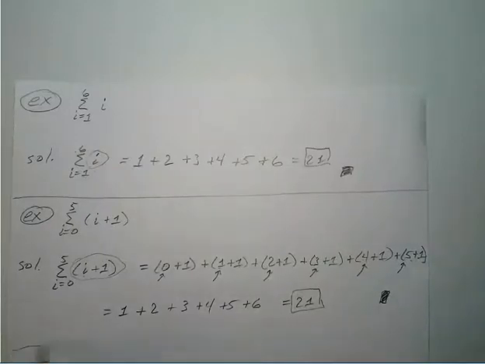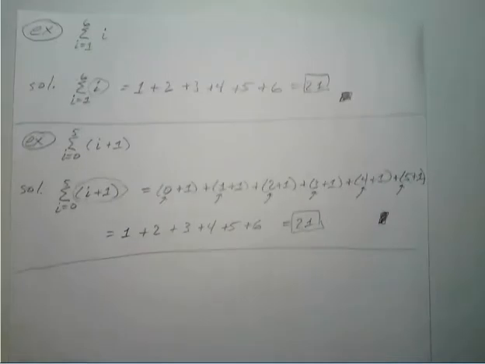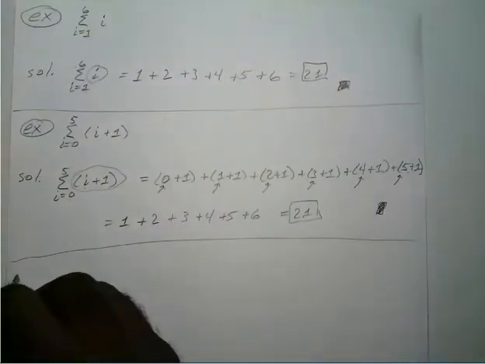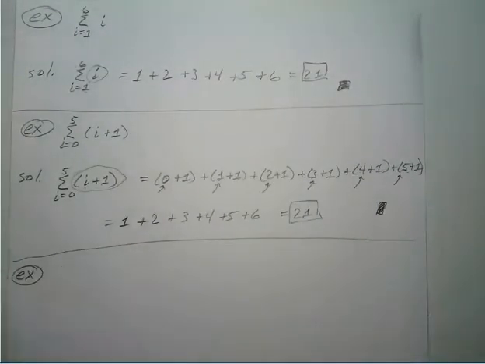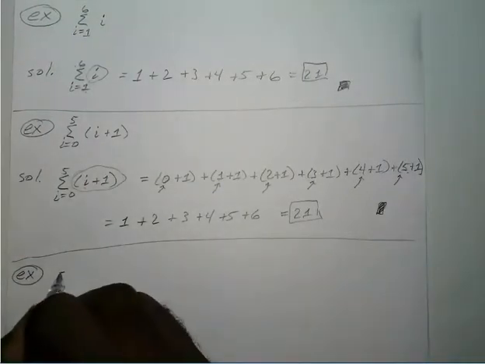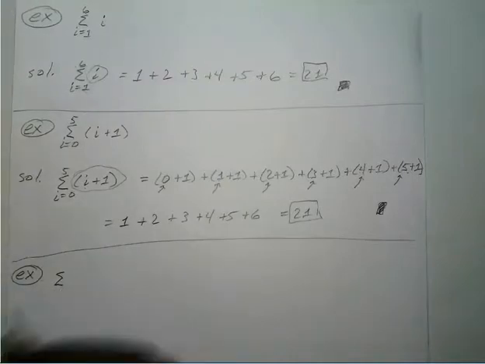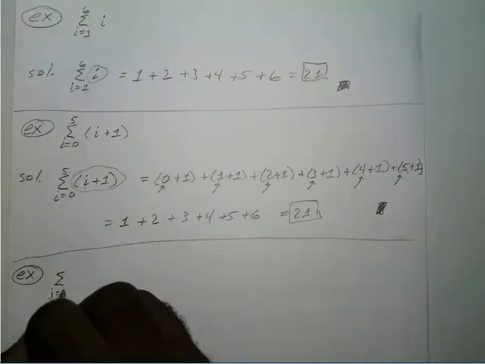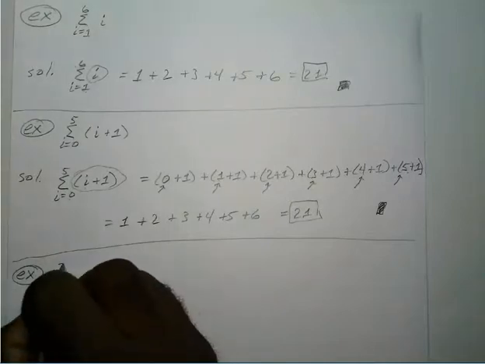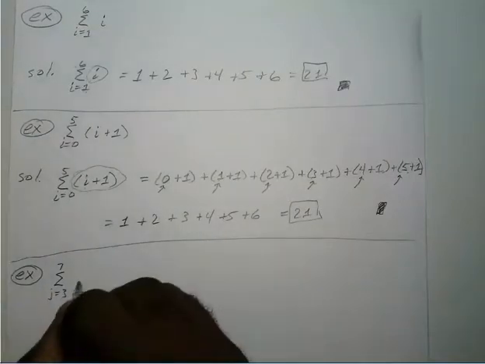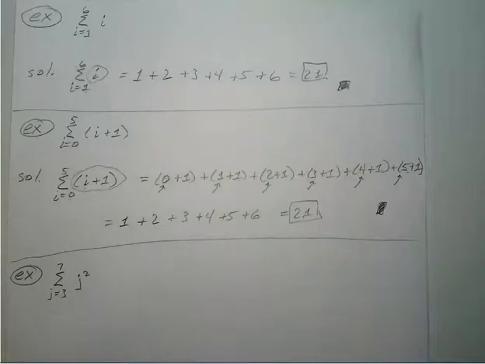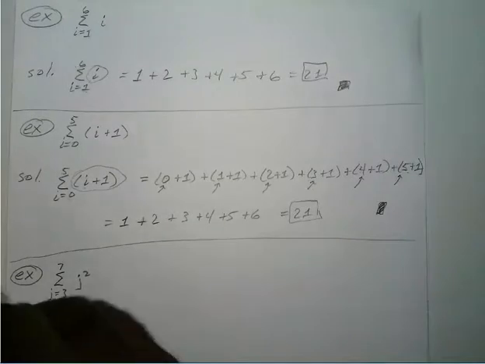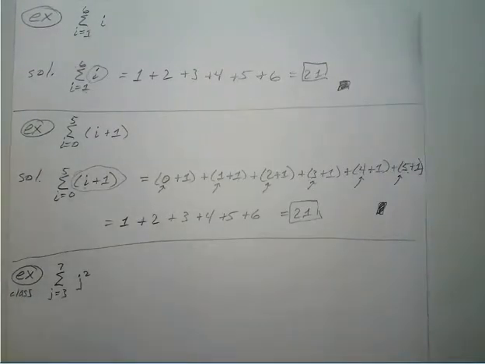All right. So let's move on to our next example. Okay, so let's say you want to find the sum from j equals 3 to 7 of j squared. All right, so what I want you to do is press pause and try to solve this one on your own.